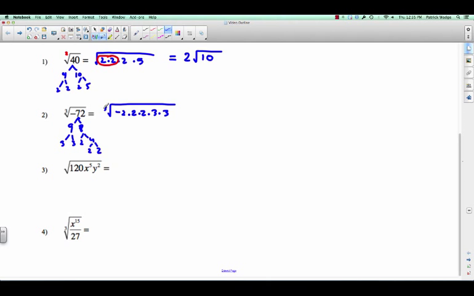There's an index of 3 here, so we're looking for a triple. Not a pair this time, but we're looking for a group of 3. And there is a group of 3 right here. So we know that we're definitely going to have a 2 come out front.